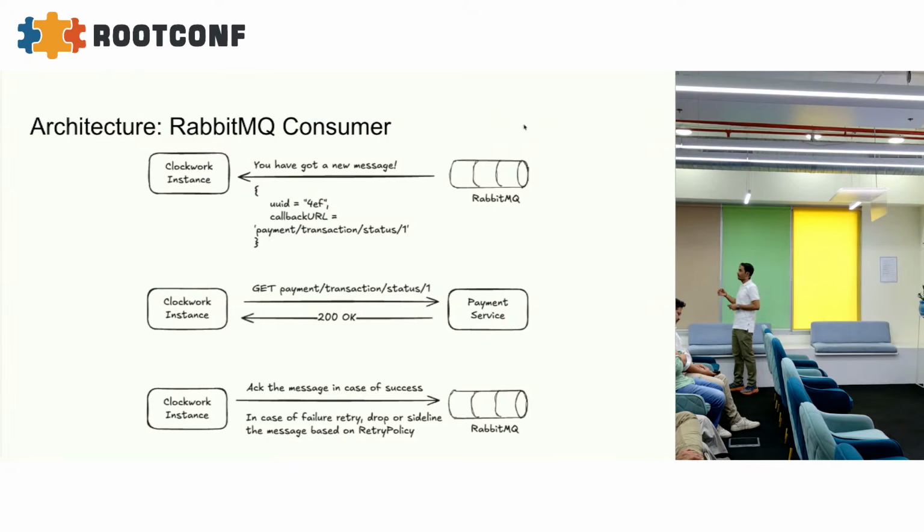When a job is pushed to the RabbitMQ, these RabbitMQ consumers are part of Clockwork itself, which actually get the job, and then they make a callback to the downstream. Yeah, so this is part of the application stack itself.